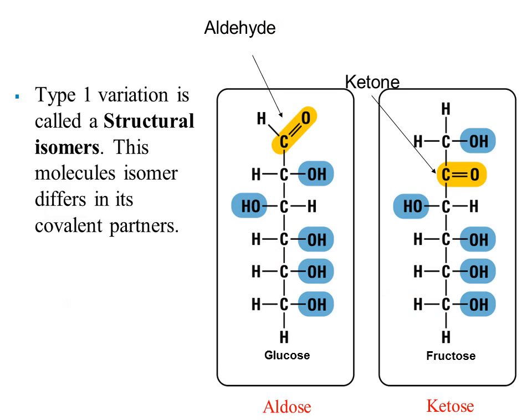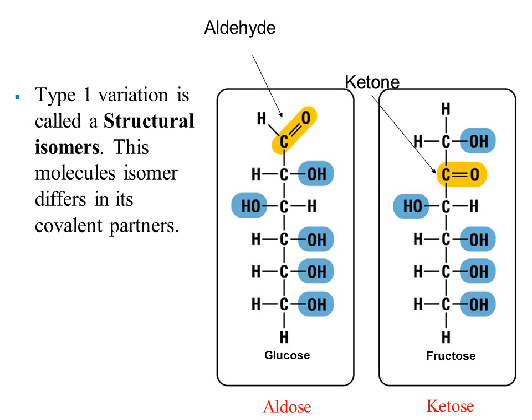The first isomer we'll talk about is type 1. So type 1 variation is called a structural isomer. This molecule's isomer differs in its covalent partner. So if you look at our image, we have a glucose molecule in its linear form and a fructose molecule in its linear form. If we added up the carbons, the oxygens, and the hydrogens, we have the same number, C6H12O6. The only difference is the position of the carbonyl group.